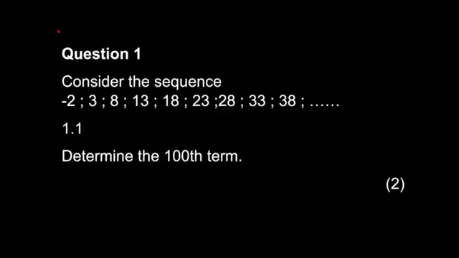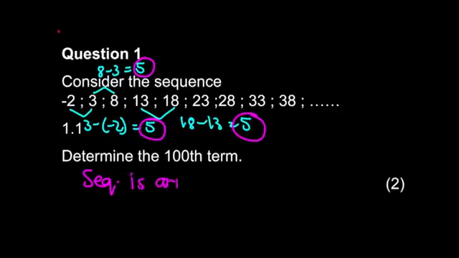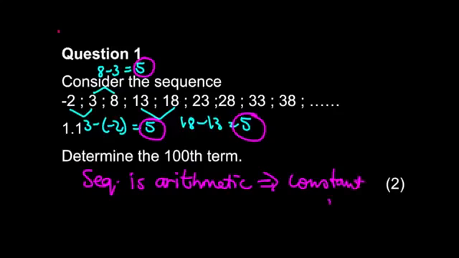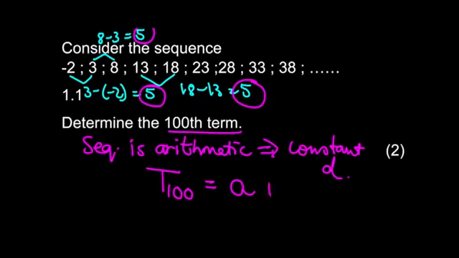Well, the first thing is that we established that the sequence is arithmetic. And the reason is that we have a constant difference. So if the sequence is arithmetic, then straight away we know that the 100th term is going to be the first term plus 99 differences.